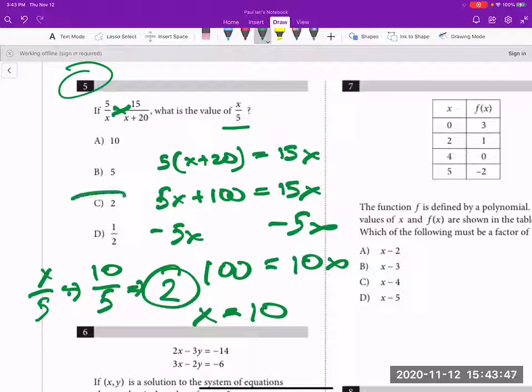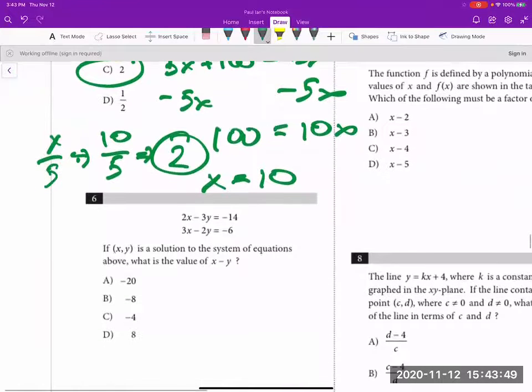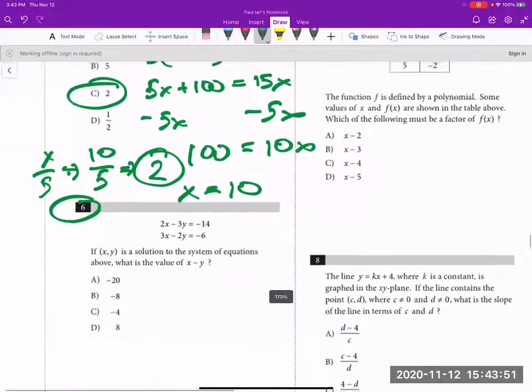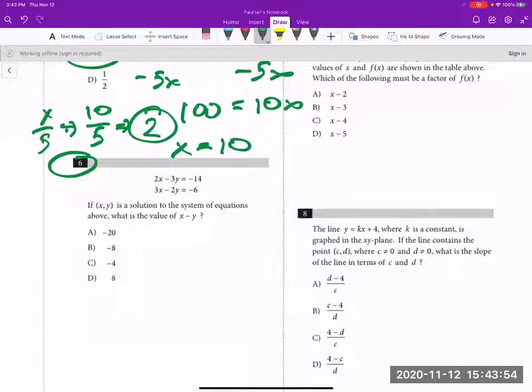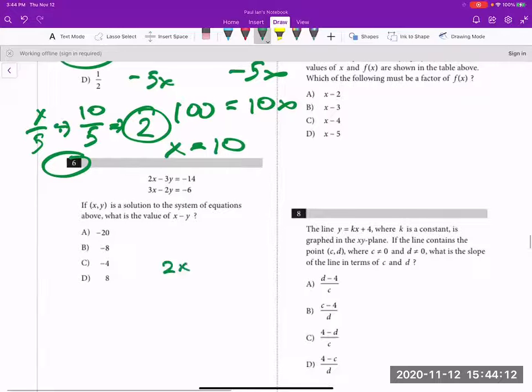Okay. All right. So these ones are not that hard, but there are a couple here that are. So this one again you are given a system of equations, and then you need to find x and y, and then what is the value of x minus y. So we'll just plow through it. We'll do an easy one. Let's see. So we'll do 2x minus 3y equals minus 14, times this by 3.